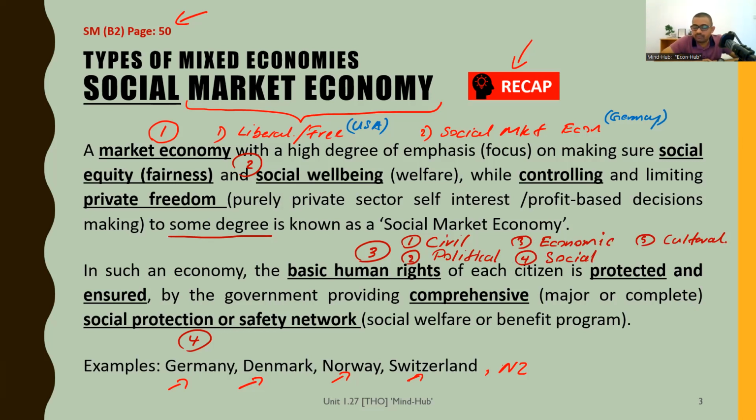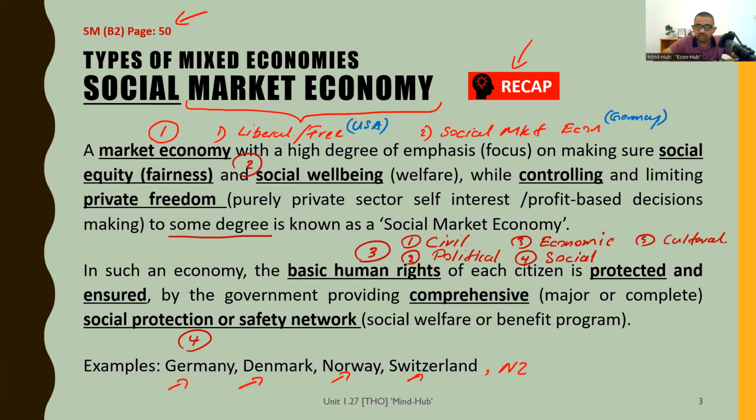These five basic human rights are protected and ensured for every citizen in a social market economy. That is why countries like Germany, Denmark, Norway, Switzerland, New Zealand, the main examples we take, are some of the best places in the world to live in, because every citizen's human rights are protected. Everyone is protected by that social safety or protection network. Okay, right. Now we are 100% on what a social market economy is.